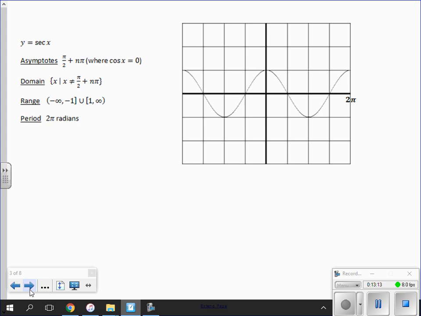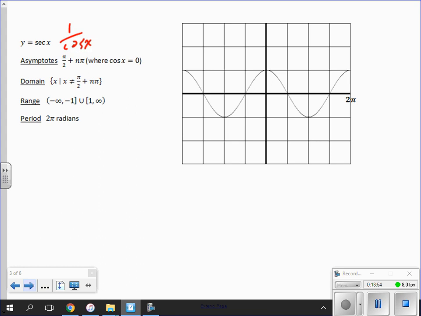The secant is 1 over the cosine of x. So this works the same way. Only instead of the zeros from the sine, we have the zeros from the cosine. Instead of the 1s from the sine, we have the 1s from the cosine. Other than that, it works exactly the same way. Remember, the sine and cosine are the same graphs, just phase shifted. The secant and the cosecant are the same graphs, just phase shifted over, because they operate exactly the same way.